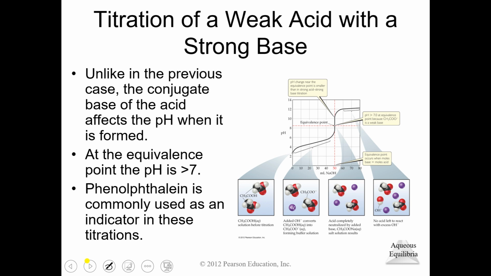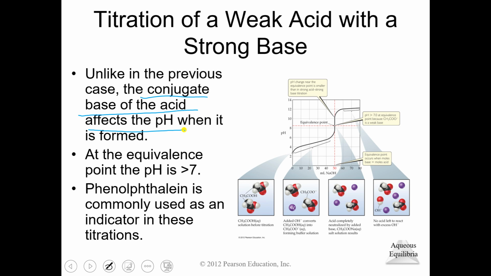The caveat to this is everything we've just talked about is a strong acid and a strong base. Well, weak acids with a strong base are a very different story. Okay, so when we talk about this, we have to understand a few things. The first thing is that a weak acid will only partially ionize, roughly 5%, but a strong base, 100% dissociates. All right, so the conjugate base of the acid affects the pH when it is formed. The conjugate base of the acid.